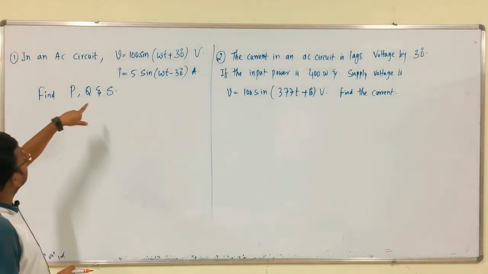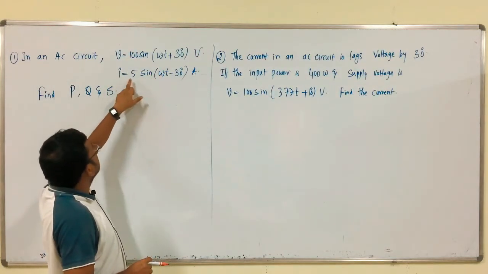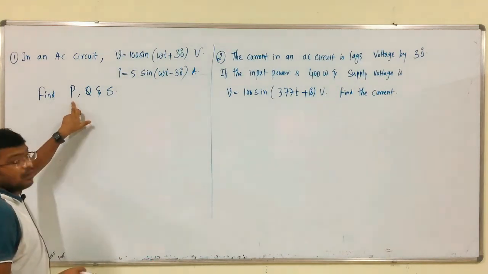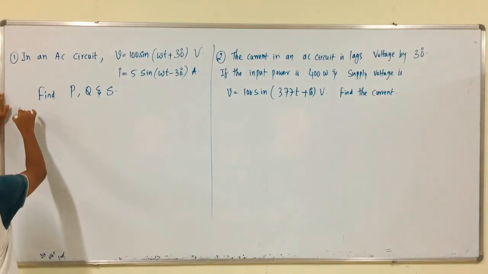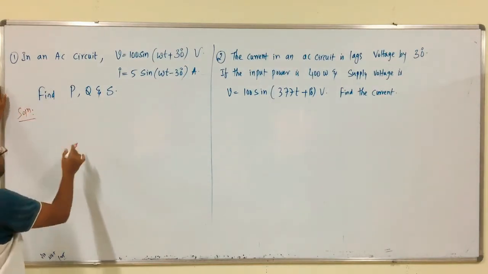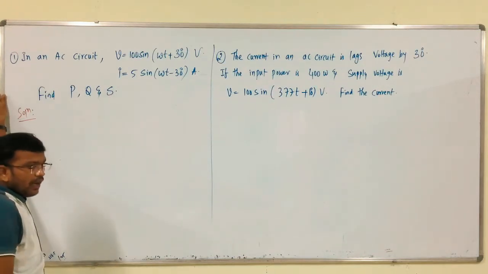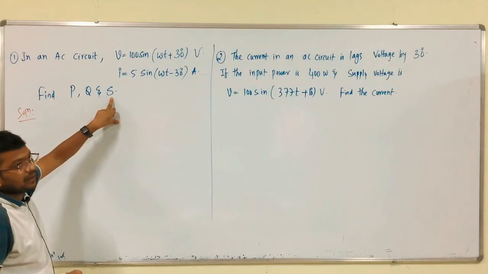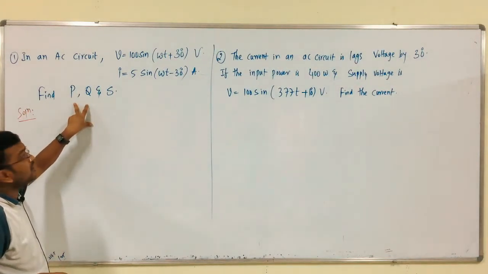So, in an AC circuit, the voltage is 100 sin omega t plus 30 volts, current is 5 sin omega t minus 30 amps. Find active power, reactive power and apparent power. To calculate active power, reactive power and apparent power, first we have to calculate the power factor. P is V I cos phi, Q is V I sin phi, S is V I. So, to calculate P and Q, we have to calculate power factor.